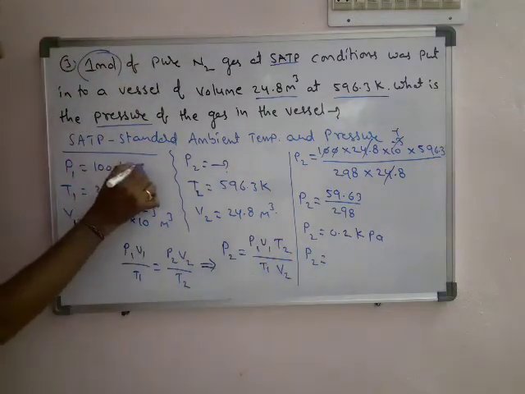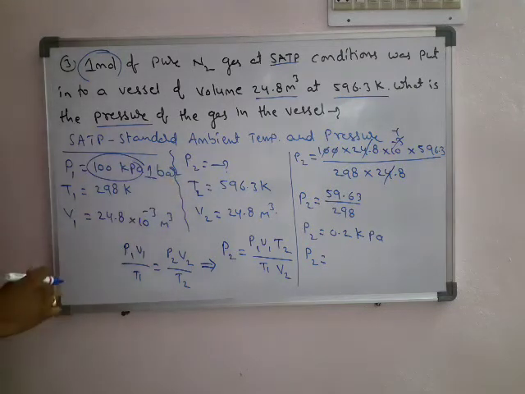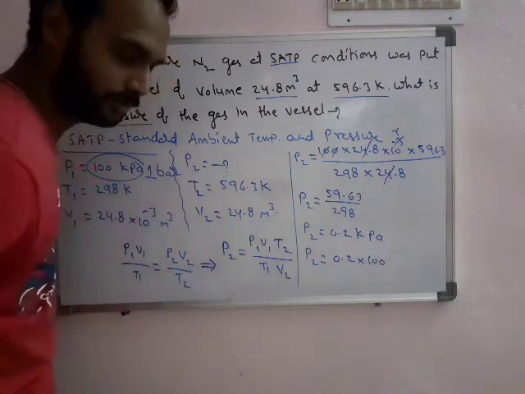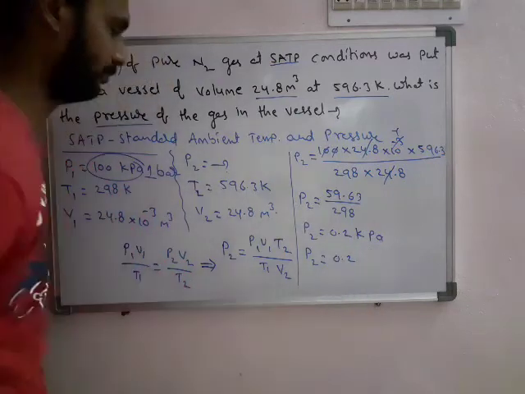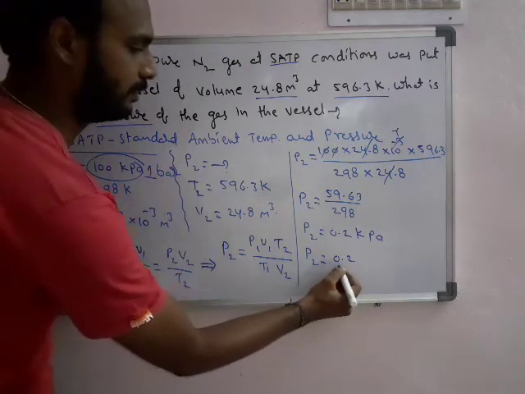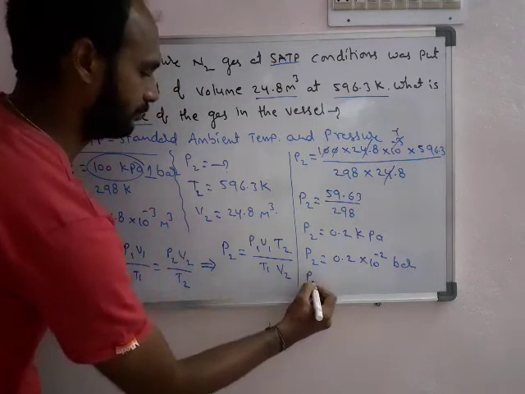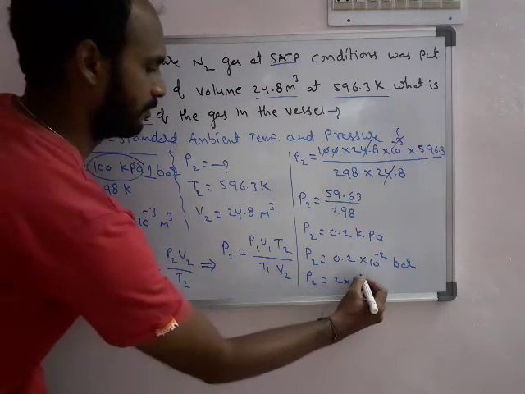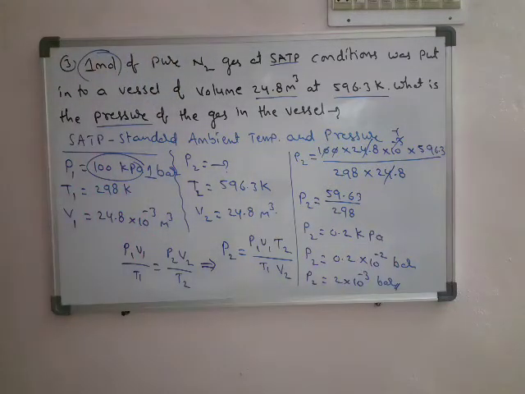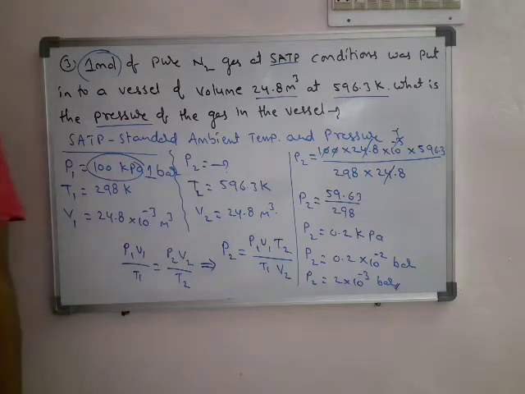Here the important thing is 100 kilopascal is equal to 1 bar. In place of kilopascal we can write 100 kilopascal equals 1 bar. So 0.2 kilopascals means 0.2 into 10 power minus 2 bar. This is the pressure of dinitrogen gas at these conditions. Okay, write it down.